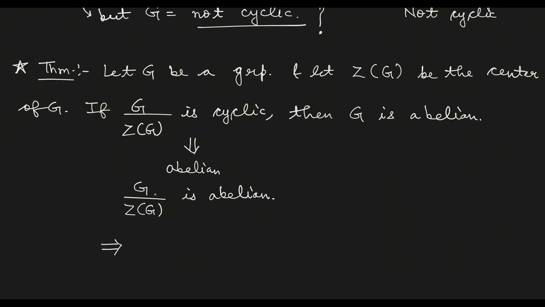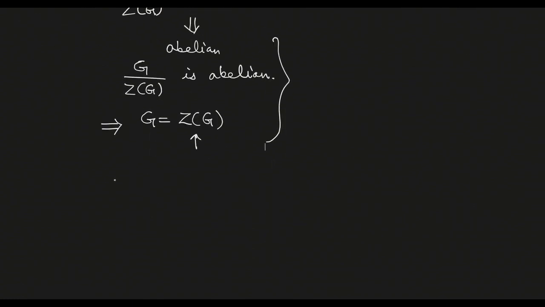So G is equal to Z(G). Z(G), being the center, is abelian, so G is also abelian. Next, consequences of the theorem.